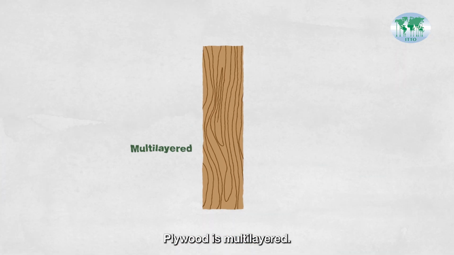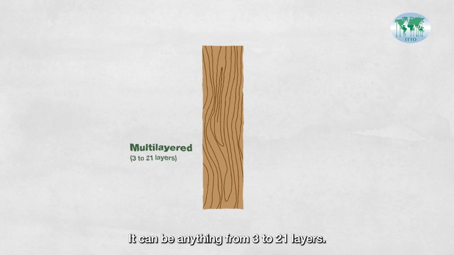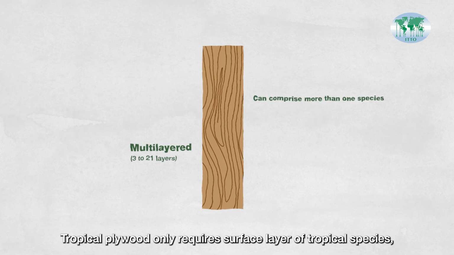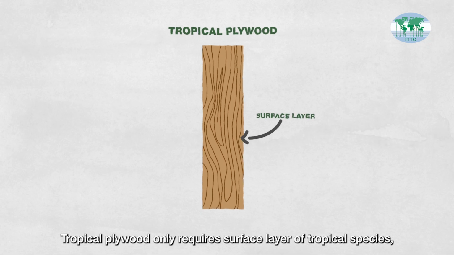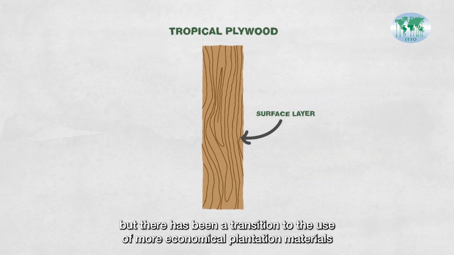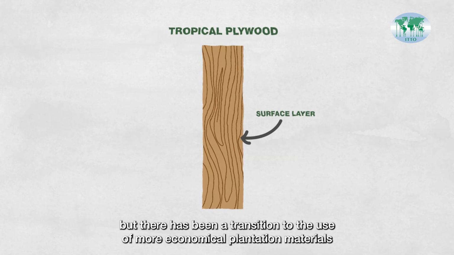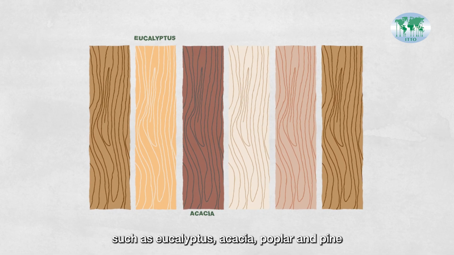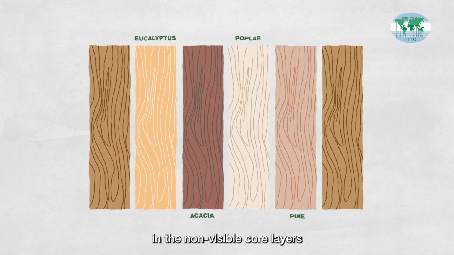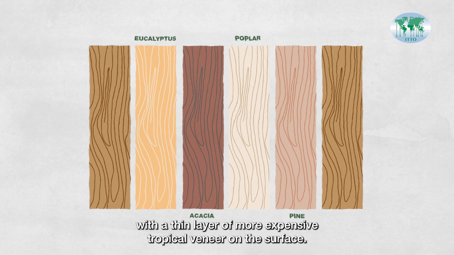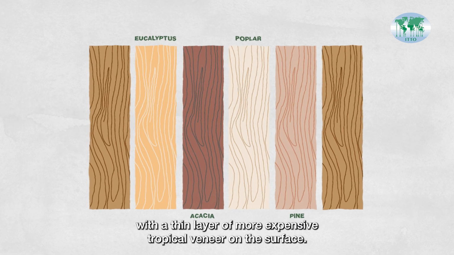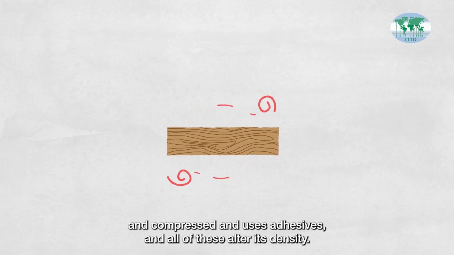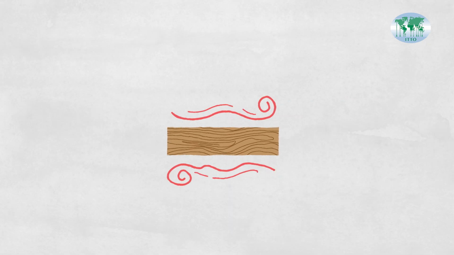Plywood is multi-layered. It can be anything from 3 to 21 layers, and it can comprise more than one species. Tropical plywood only requires the surface layer of tropical species, but there has been a transition to the use of more economical plantation materials such as eucalypts, acacia, poplar and pine in the non-visible core layers, with a thin layer of more expensive tropical veneer on the surface. And plywood is heated and compressed and uses adhesives, and all of these alter its density.